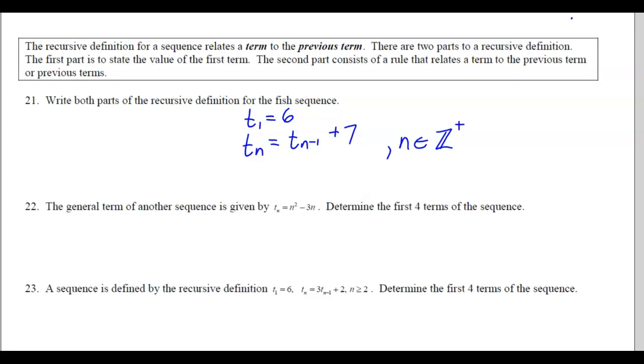Okay. The next one is not recursive because there's no T's over here. So we don't need to know what the previous term is to get a term value. It says determine the first 4 terms. So we're going to find T1, T2, T3, T4. Okay. So 1 squared minus 3 times 1. So it's basically just substituting and simplifying.